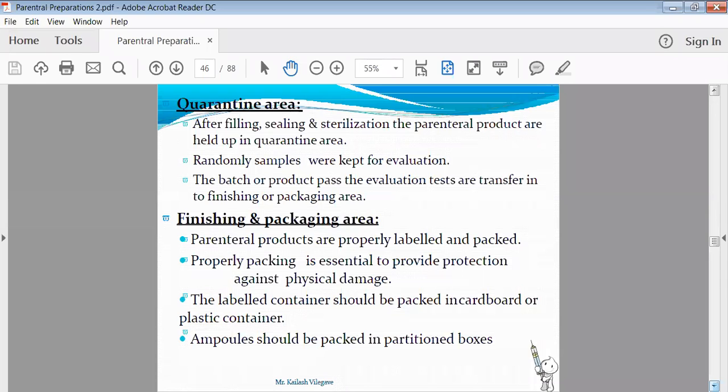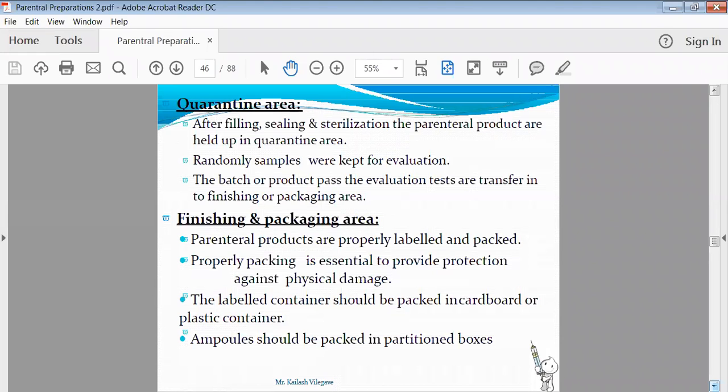So after filling into the final container, we have to seal the container and then we sterilize it. After the sterilization, whatever product is ready for distribution is kept in the quarantine area. Generally, prior to evaluation we cannot distribute the product into the market. So after we have finished all the steps, that is filling, sealing, and labeling, we keep it in the quarantine area. Then from that quarantine area we take some of the containers which are already filled, and we go for the evaluation.